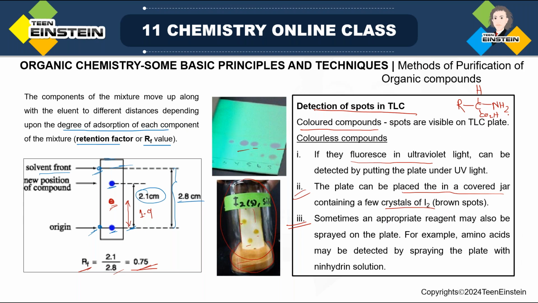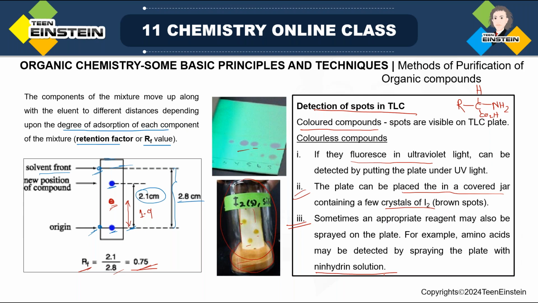This is basically alpha amino acid. So for alpha amino acid, if you have some mixture of amino acids, suppose two to three amino acids, and you have done the TLC plate, now the spots are colorless, you cannot see them, but we can spray some ninhydrin solution. Okay, the details of this you will study in the specific chapter for amino acids, not here.